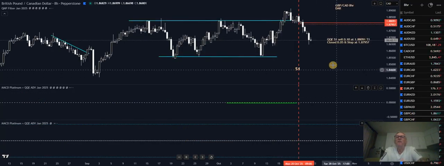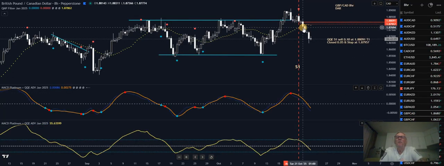Pound CAD in a sell, can't lose. It was a QQE, went through the 50 level, closed half, stop in place.